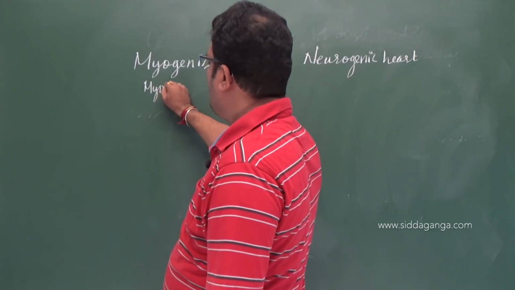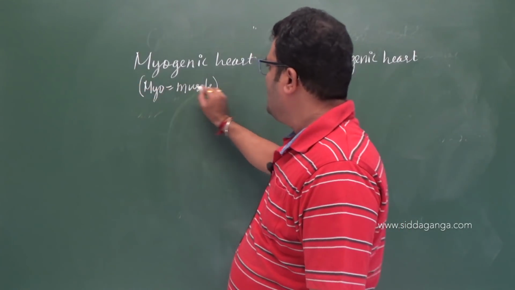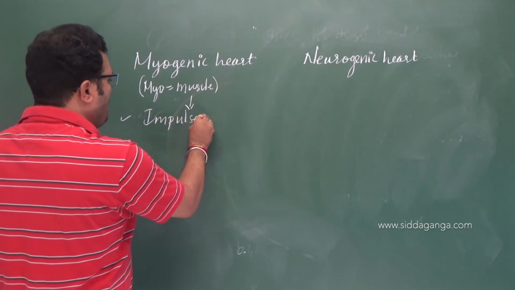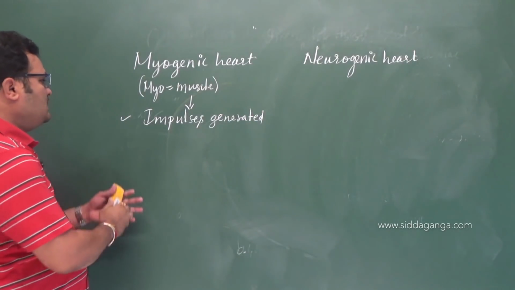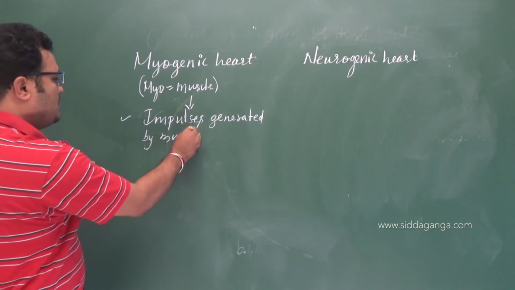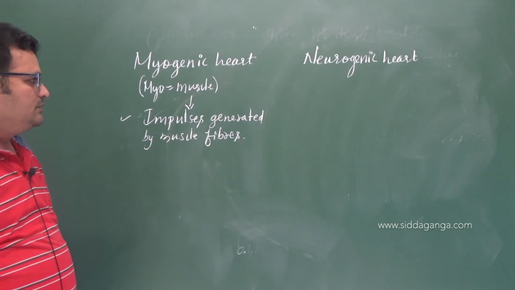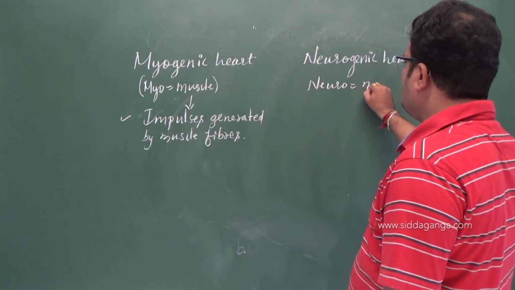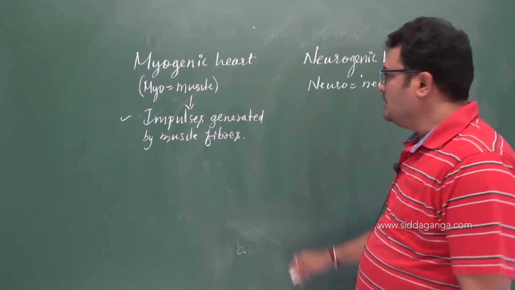So myo means muscle, right? So here, in case of myogenic heart, the cardiac impulses are generated by muscle fibers, okay. And here, in case of neurogenic heart, neuro means neural tissue, right? A special neural tissue.